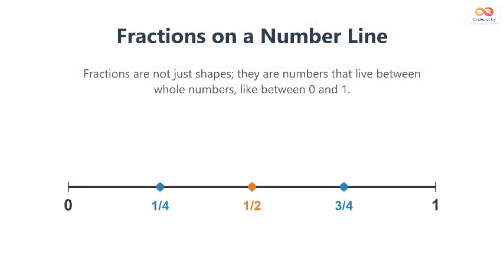Fractions aren't just slices of pie, they are real numbers that exist on a number line. They live in the spaces between whole numbers. For example, 1/2 sits exactly in the middle between 0 and 1. 1/4 is halfway between 0 and 1/2.